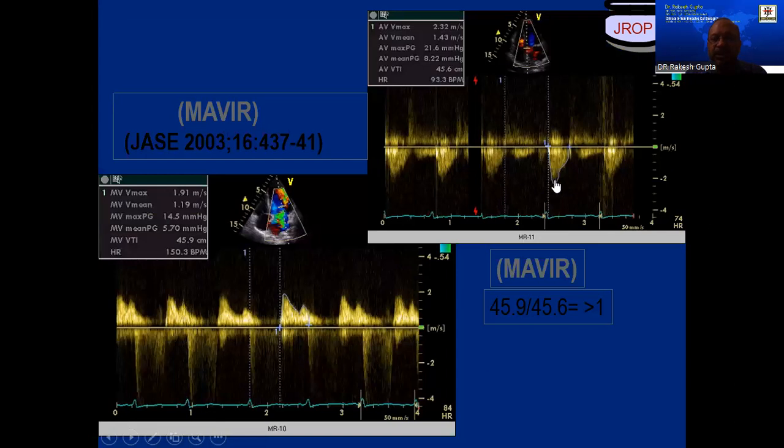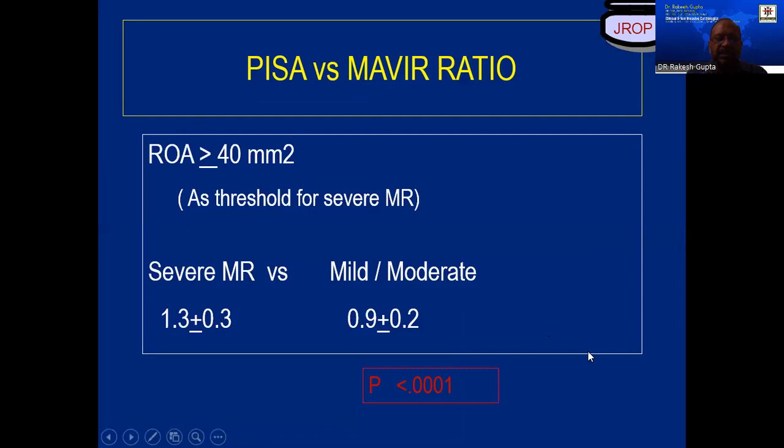I've seen the flow across the aortic valve and calculated the VTI. VTI is 45.6. Then mitral valve, 45.9 VTI. So mitral aortic velocity integral ratio, 45.9 divided by 45.6, is more than 1. And if it's more than 1, it's considered close to severe, as shown in this picture, which is regurgitation orifice area more than 40 millimeters square, the threshold for severe mitral regurgitation.